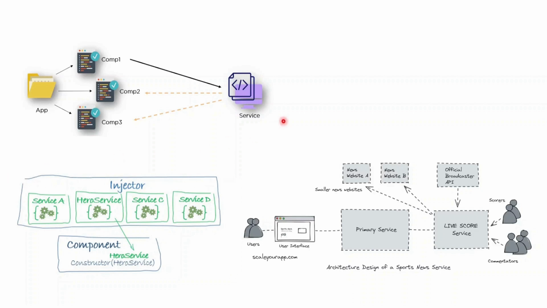If you have to make any service available to components, you need to inject that service into a component. What happens with the injection is that internally Angular creates only one instance of that service. You can call it an instance or an object of the service type, and only one such object is created in your runtime memory, and that object is shared across multiple components.